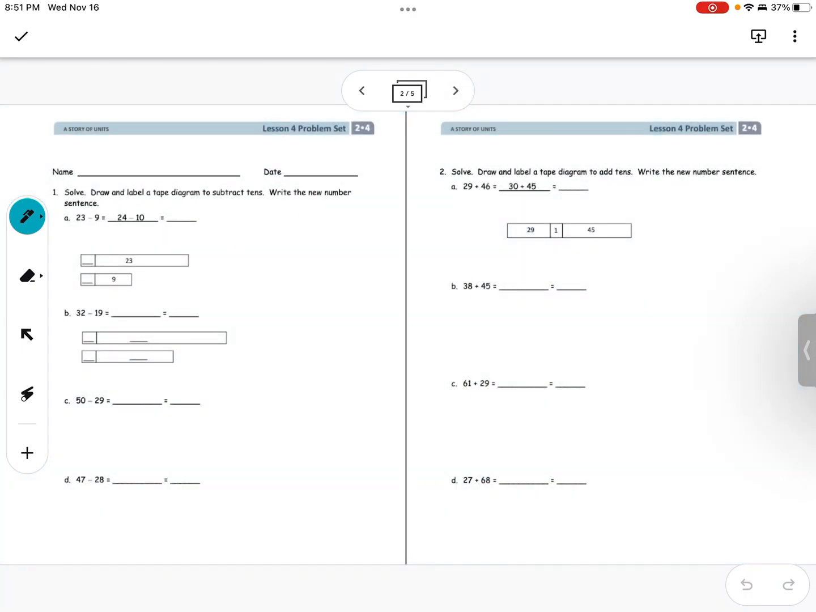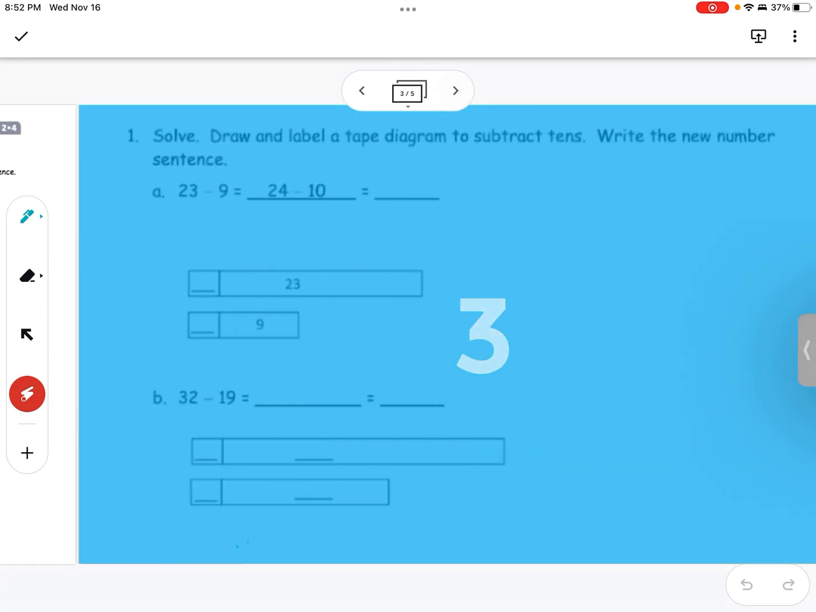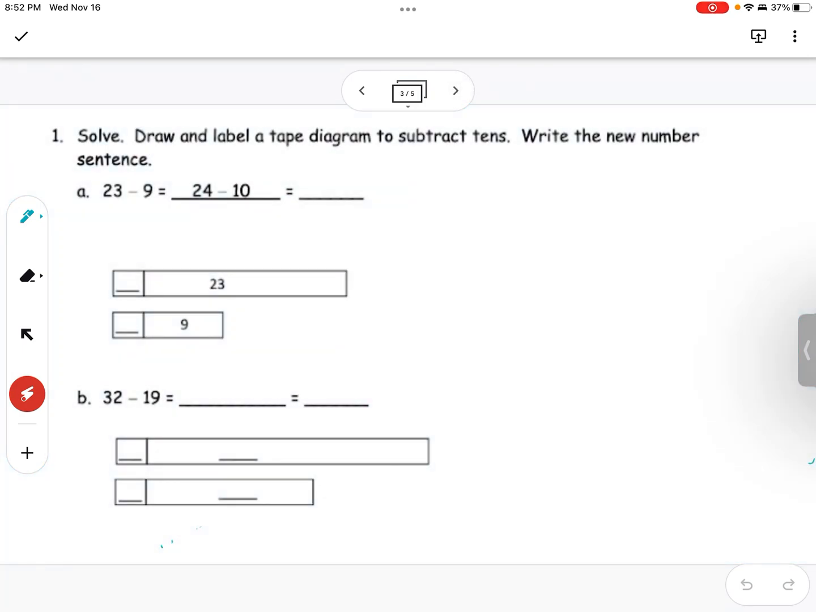So here is the paper that you should have in front of you. This page right here would be page 25 with page 26 on the back of it. So let's zoom our focus in to look at problem A. We are given the equation of 23 minus 9.